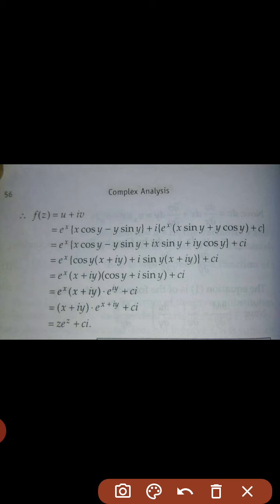Now the value of u is e to the power x bracket x cos y minus y sin y, plus i. Then we put the value of v, e to the power x, x sin y plus y cos y, plus c. I have taken e to the power x common, so we just put this value in the bracket, and then plus c, the integration constant. Now this is equal to e to the power x into x cos y minus y sin y plus ix sin y plus iy cos y, and then plus ci.